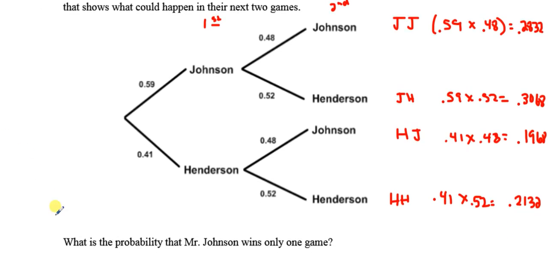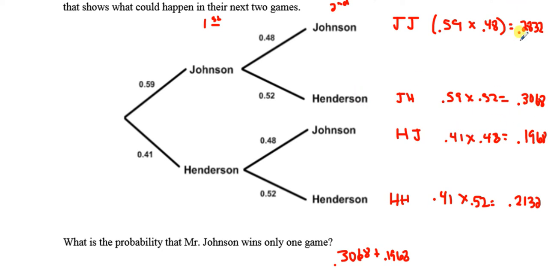To answer the question, what's the probability that Mr. Johnson wins only 1 game? So that's the tricky one. It's 0.3068 plus 0.1968. And the reason you're adding here, most of the time you multiply. But for Johnson to win 1 game, it's either going to be Johnson Henderson or, and when it's or, you add, Johnson Henderson or Henderson Johnson. So you add these 2 probabilities together.